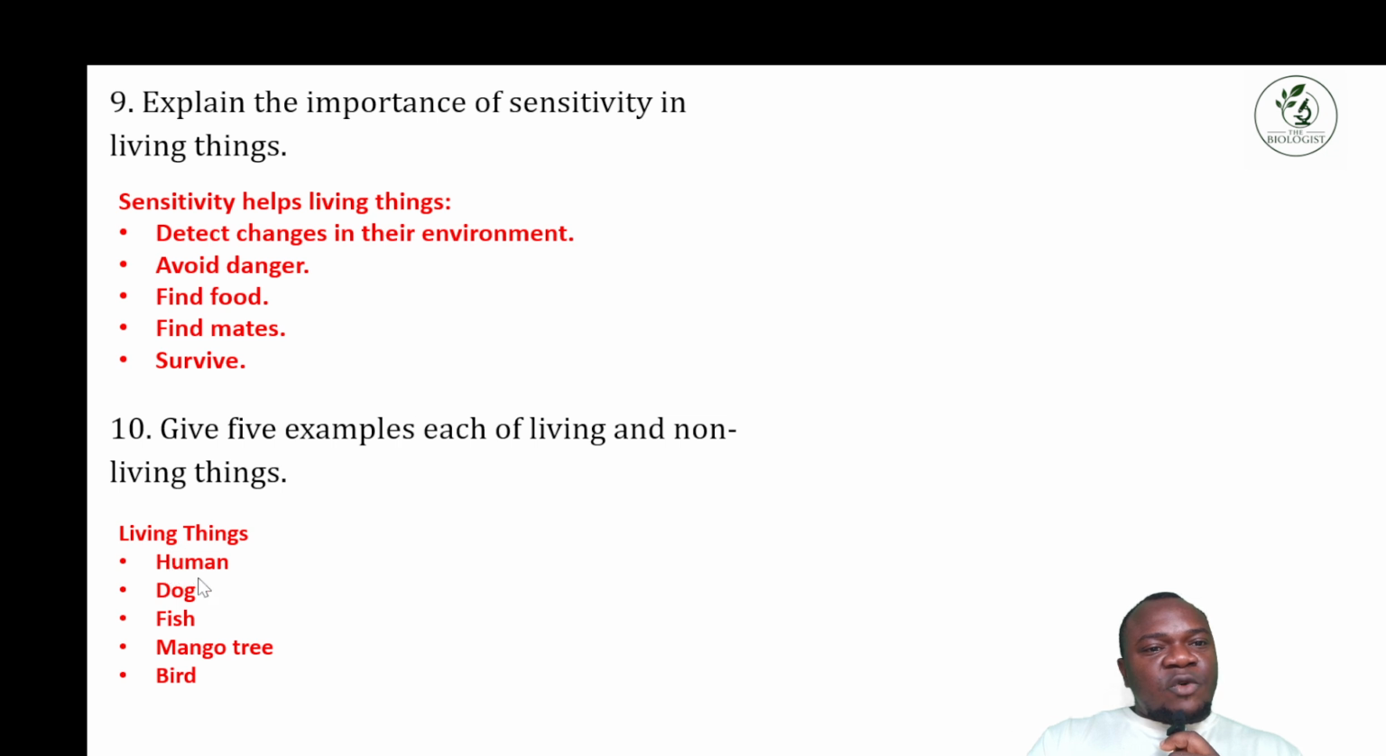So give 5 examples each of living and non-living things. So for living things we have human, dog, fish, mango tree, and bird. For non-living things, you have your rock, water, air, table, and chair.